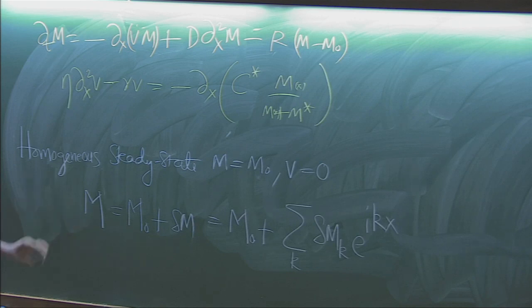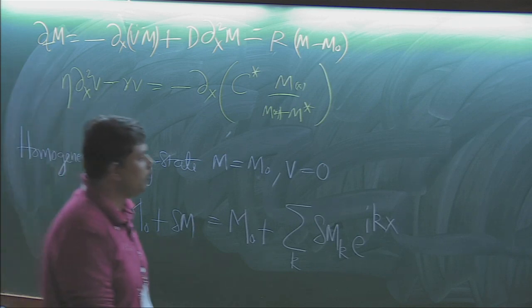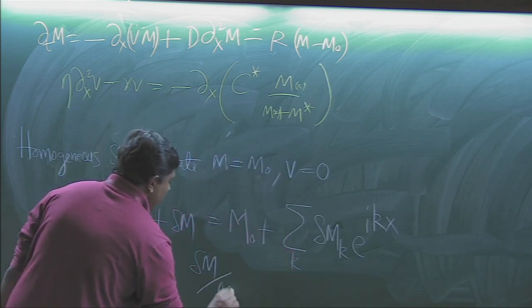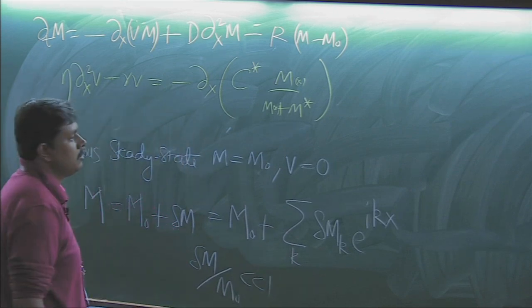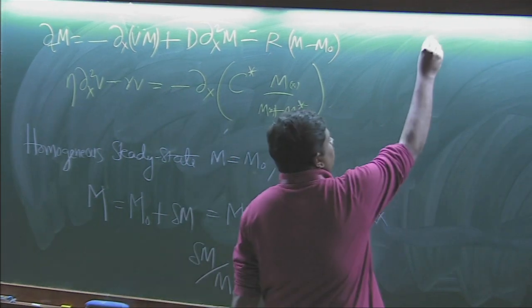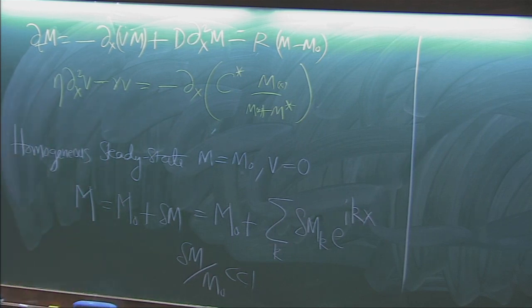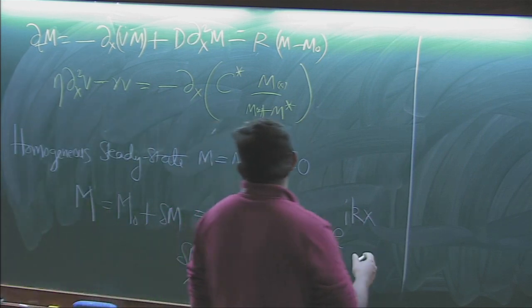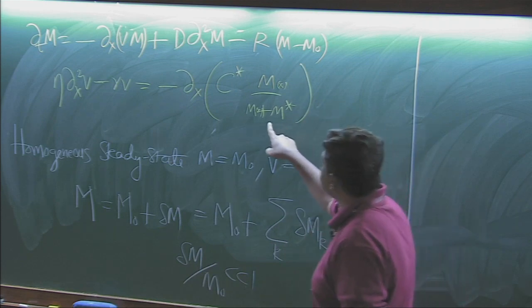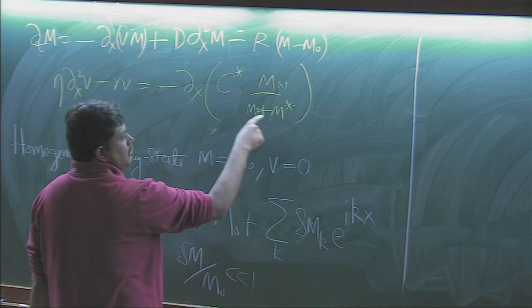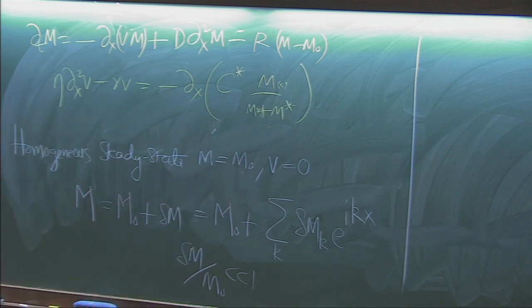So we would like to understand if there is a non-trivial state possible for the system. We will do this in the limit when the perturbations are small, so that delta m by m naught is much less than 1. So we will retain terms only to linear order. First let's look at the flow equation. You will immediately recognize that if I retain terms to linear order, this is essentially C star times m of x times the derivative of this function.